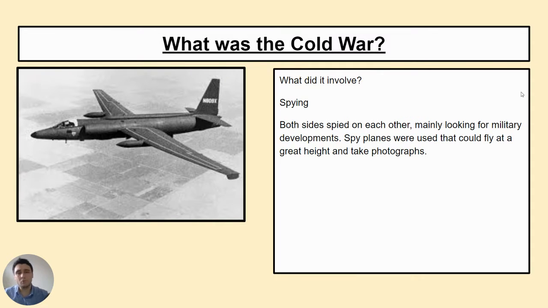So what does a Cold War involve? Well, there are a few features that I'll go through now. The first one is spying. Both sides spied on each other, looking mainly for military development, so new missile bases being built, for example. What new weapons were there? Spy planes were used that could fly at great height and take photographs. This is shown here with the U-2 spy plane.